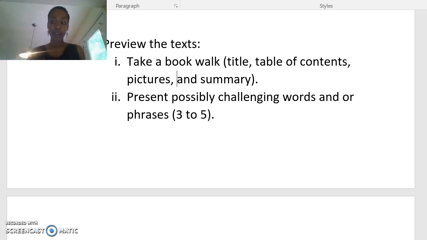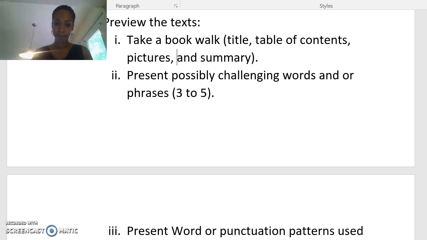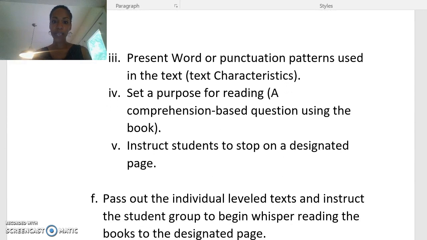Which means that your guided reading lesson probably needs to stop on page 4 for that day, so it won't have too many challenging vocabulary words in one setting. We want to make sure that the students understand and have a grasp of what's going on in your lesson that day. You also want to present words or punctuation patterns used in the text.